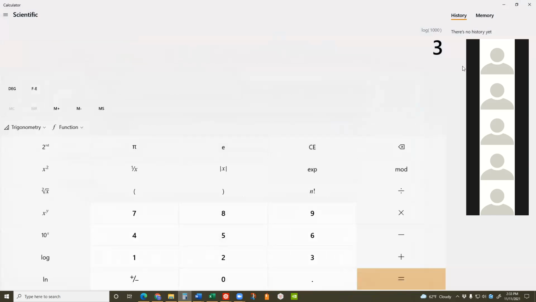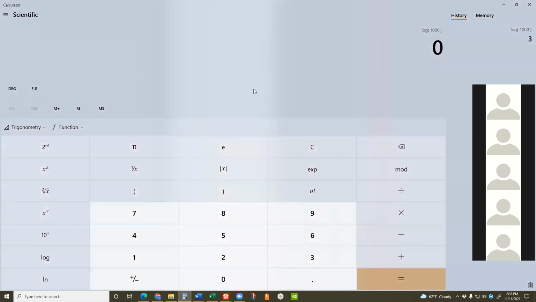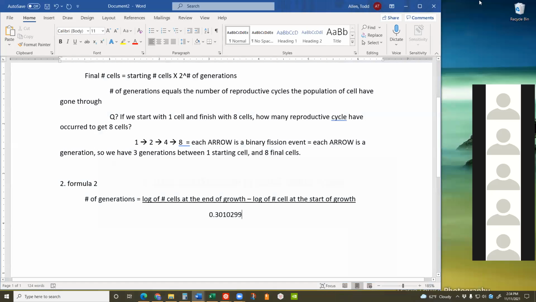I'm going to clear out that number here, clear the entry. I'm going to type in the number 2, and I'm going to hit the log button. Look what I got. 0.3010299. 0.3010299 is the logarithmic value of 2. That's why it's in this equation, because every cell divides into 2. So that's the second formula.